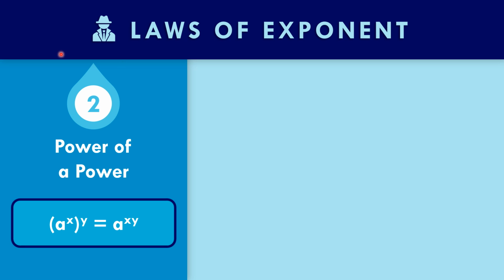How about the second law of exponent, power of a power? So the quantity a to the x raised to y is equal to copy the one base, and then let us multiply the exponent. So x times y. So let us apply in example number 1. So the quantity n to the 4 raised to the 5th power. So it means we need to copy the base, that is n, and multiply the exponent 4 and then 5. So 4 times 5 is equal to 20. So n to the 20.